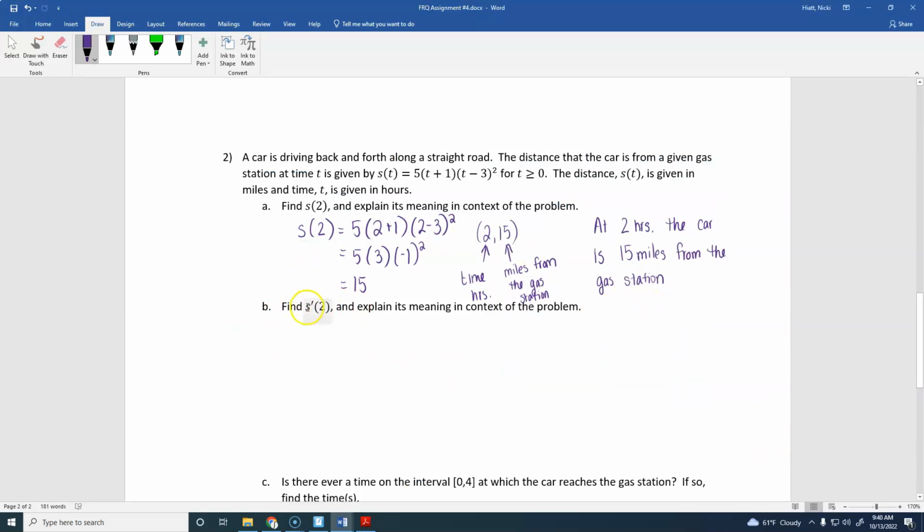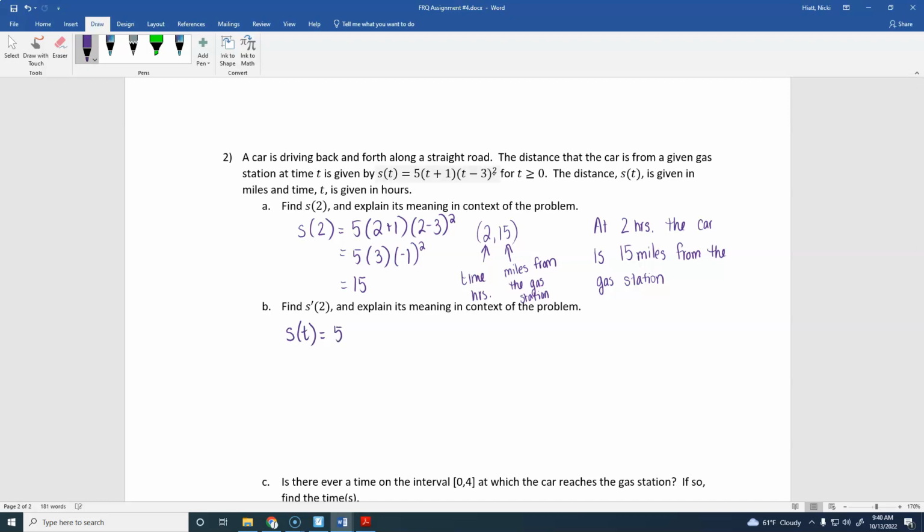All right. We now need to find S prime of 2, which means we got to find the derivative. Really, even if we did know some other rules for taking derivatives, it still probably would not be what we want to do. I can't take the derivative of this like it is. I need to expand this so that I can use my power rule to take the derivative.